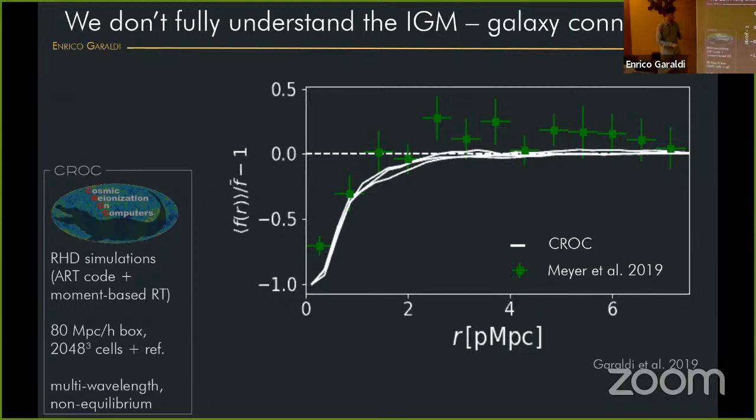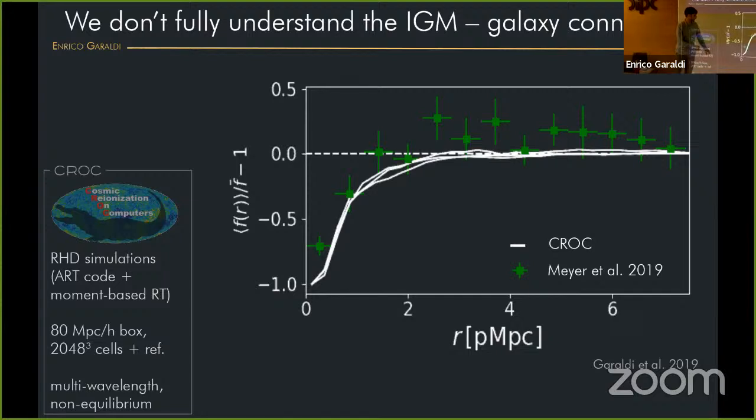For now, I ask you to ignore the white lines for a minute. What we get from observation are these green points. What you have on the vertical axis is a normalized version of what I told you, the flux divided by the average flux, minus one. So the average is at zero. And now let's see if we can understand it from a physical point of view.